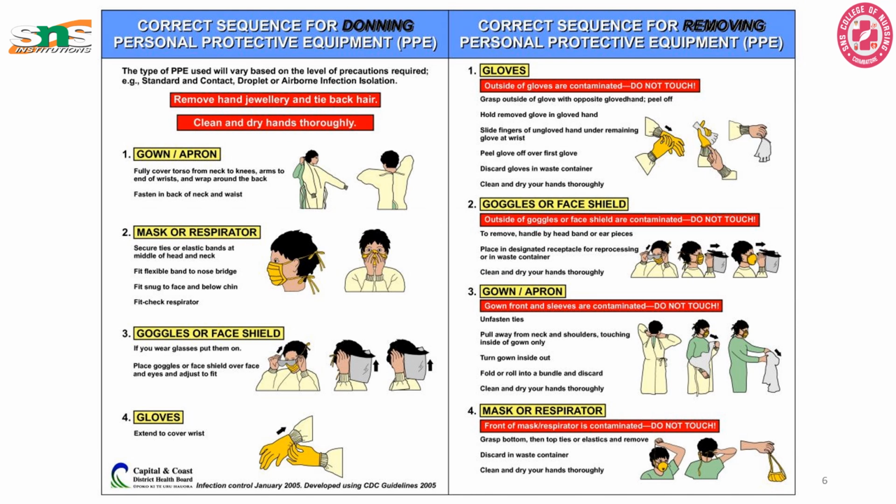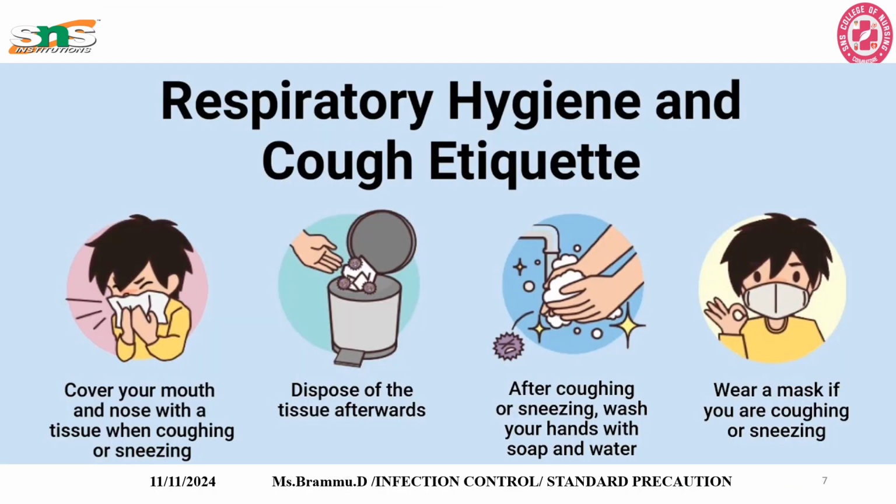If you're going to remove, first and foremost the gloves are removed first. Then you remove the face shield, gown, mask and respirator. Then maintain cough hygiene and cough etiquette, that is covering with tissues or the elbow when we cough, and then we do the hand washing.